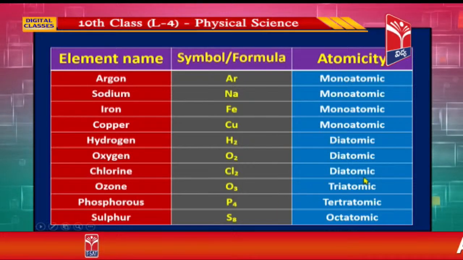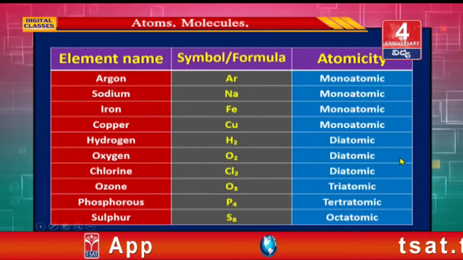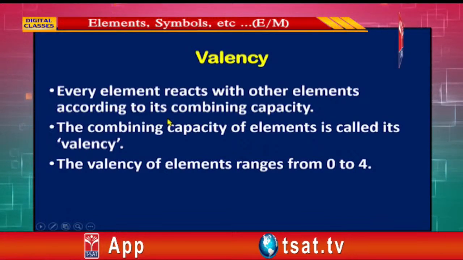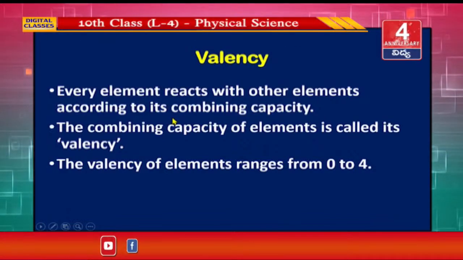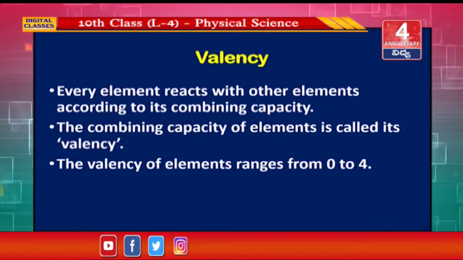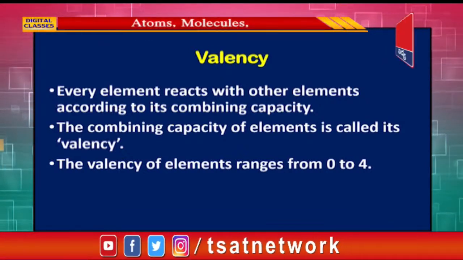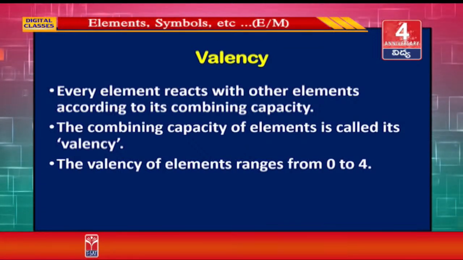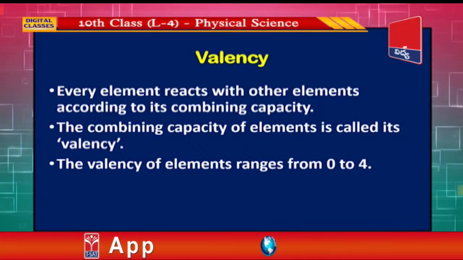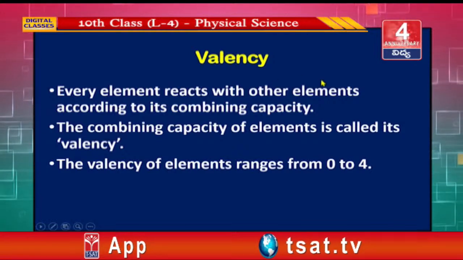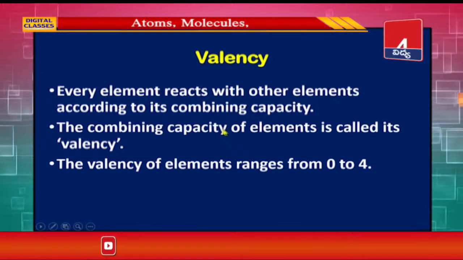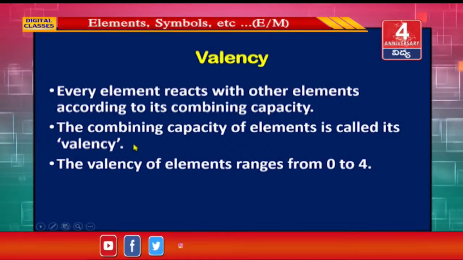Okay children. Now after understanding atomicity, let us go on to the next important concept called valency. Now children, we know that atoms are combining to form either molecules of elements or molecules of compounds. So how is it that they are able to combine with each other or with other atoms? Every element reacts with other elements according to its combining capacity. The combining capacity of elements is called its valency.